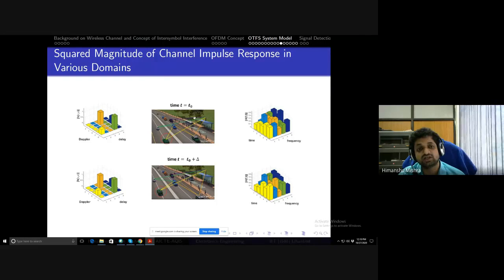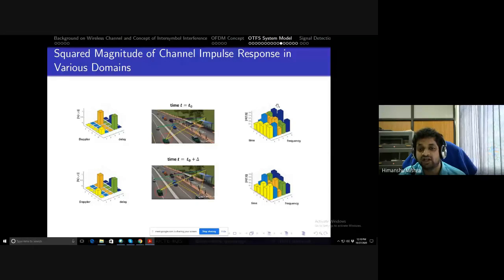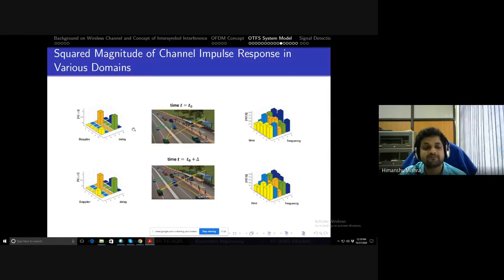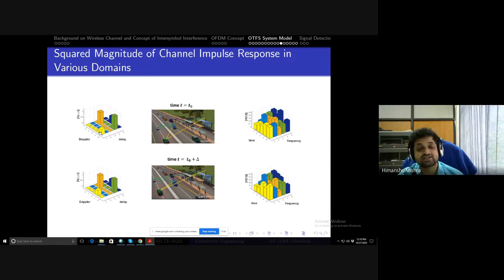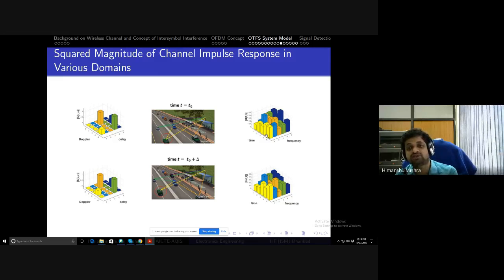Like this blue one, it is also associated with the delay and Doppler. Same thing, if we convert into time frequency, what you will get here in the delay Doppler domain, you have very few taps. Or you can say that the delay Doppler domain channel is sparse in nature. However, in the time frequency domain, you have multiple paths. At every point of the time frequency, you have paths. So that's why it is not sparse.